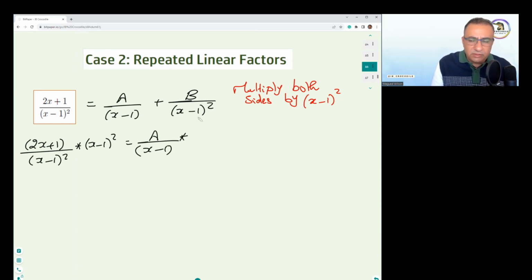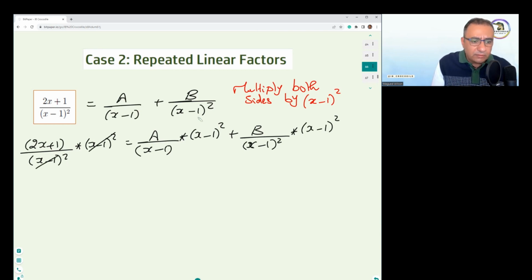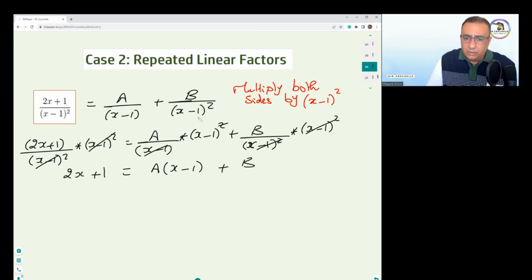Okay, you can even distribute right away. So that is multiplied by x minus 1 to the power of 2. And then plus B over x minus 1 to the power of 2 multiplied by x minus 1 to the power of 2. And then what you can do here, you can cancel this, the top from the bottom, right? So on the left-hand side, you end up with 2x plus 1. Now I can cancel this only with the square. So I'm left with A multiplied by x minus 1. And then here, B is standalone because we can cancel both brackets from top and bottom.